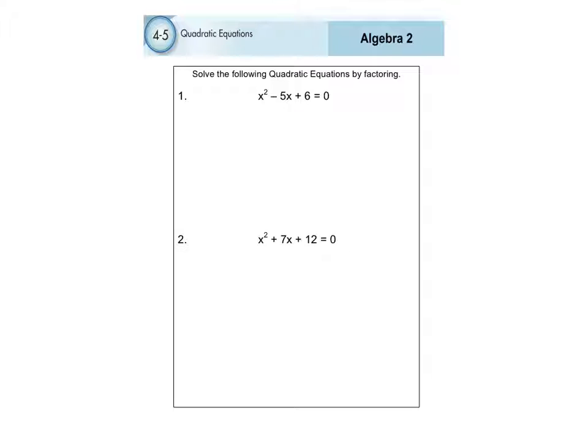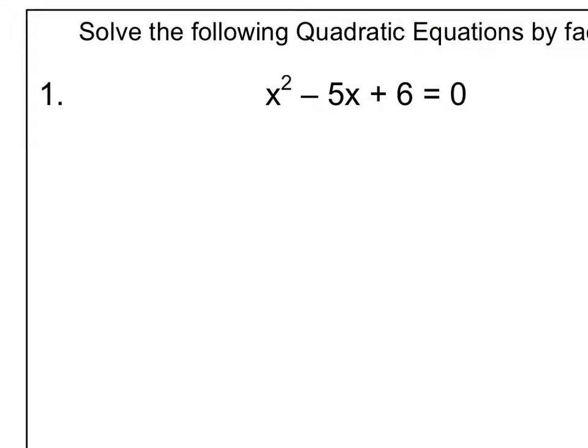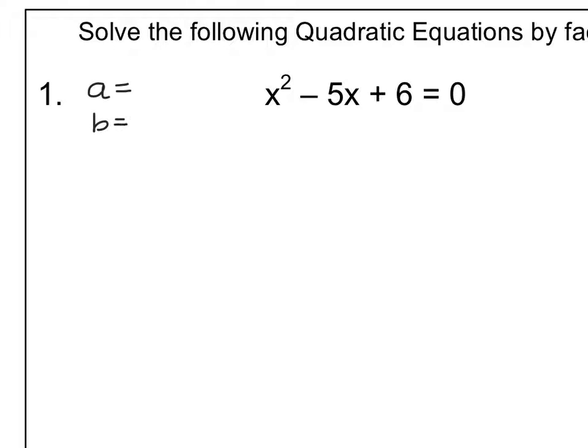Okay, so let's dive into the first examples. The first thing I have to check in problem number 1 is whether the equation is set equal to 0. Is there a 0 on one side of the equal sign? Yes, there is. Since this is equal to 0 already, this is going to make life a lot easier. What I'm going to do first is identify what's A, what's B, and what's C. A in this case is 1, B is -5, and C is +6.